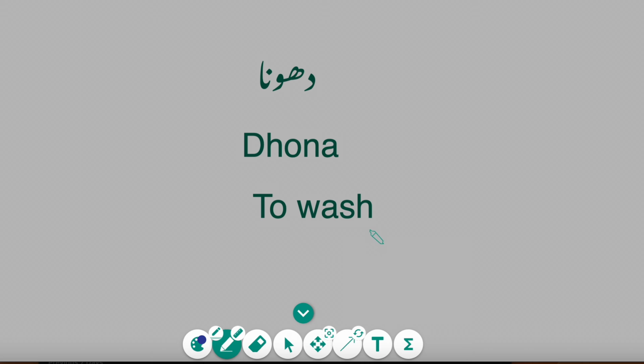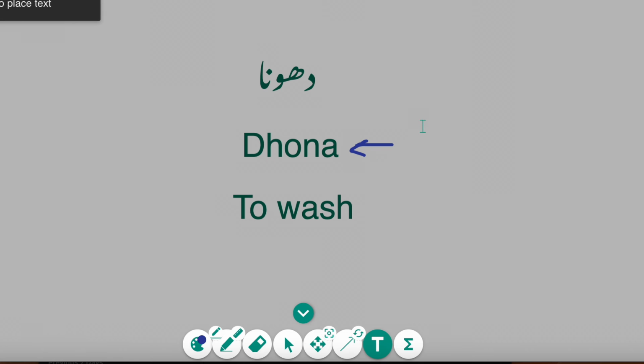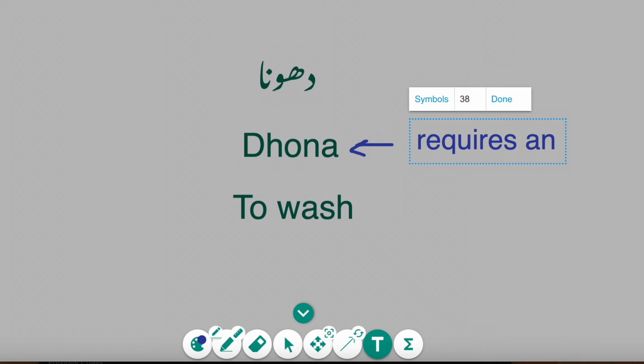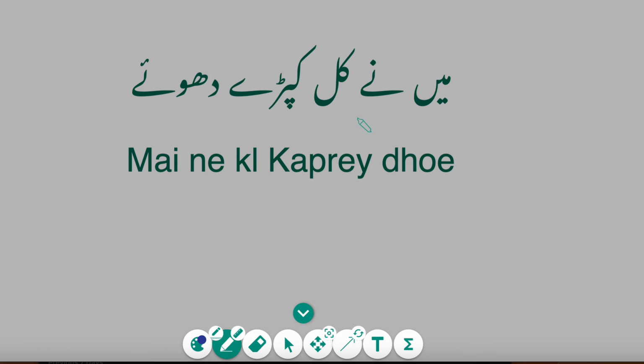Okay, so our next verb is a transitive verb. The verb that we're going to use is dhona. Now, intransitive verb is the verb that does not require an object, whereas transitive verb requires a direct object. So, dhona means to wash, and you wash something. You wash your face, your hand, your car, anything that is a direct object.